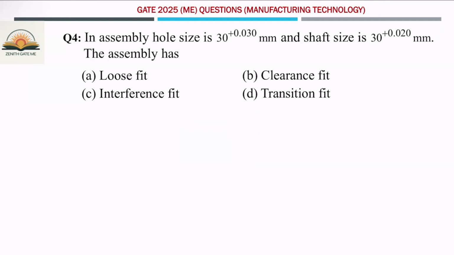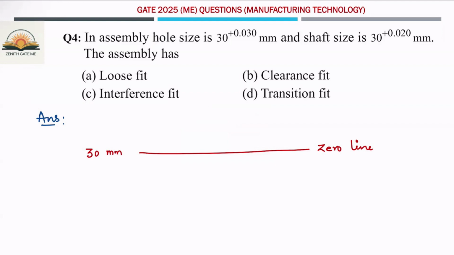First of all, you have to draw the zero line or the basic line for the hole and shaft size, which is nothing but 30 only. Then you have to put the upper and lower limits. How will you solve this question? This question is straightforward. Let us suppose this is the zero line or the basic line. I'm assuming this is a 30 mm size.